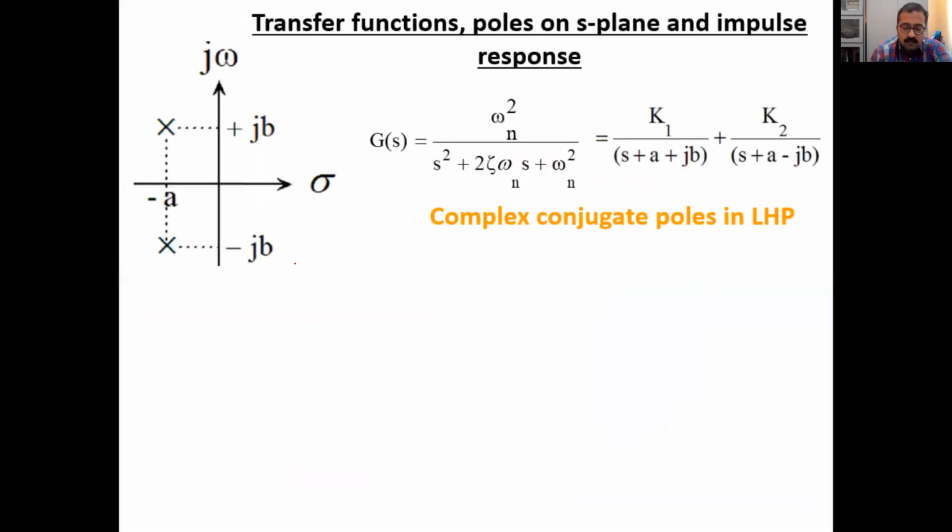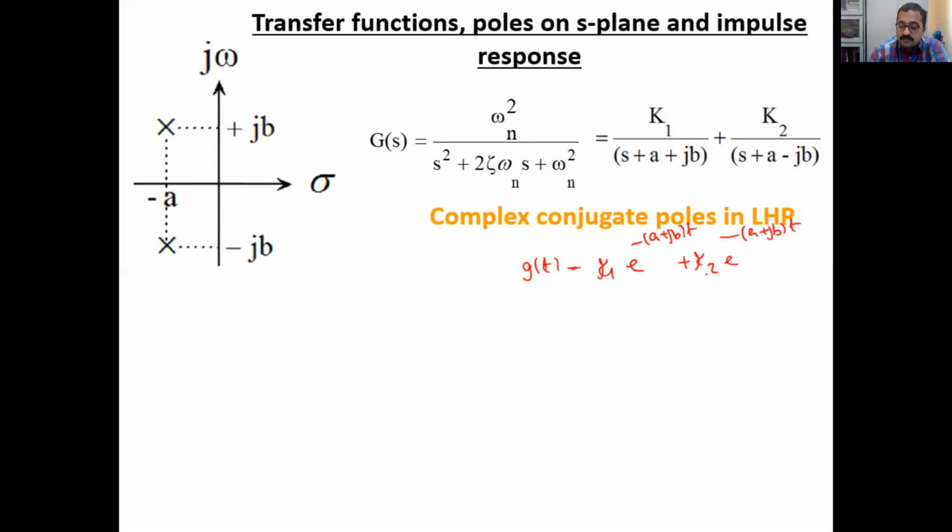Let us take another example: omega n square by s square plus 2 zeta omega n s plus omega n square. The complex poles have negative real parts. So what will be the impulse response? Take the inverse Laplace transform. If you take g(t), what will you get? K1 e raised to minus of (a plus jb)t plus K2 e raised to minus of (a minus jb)t.